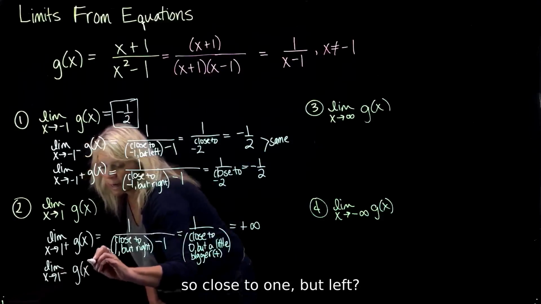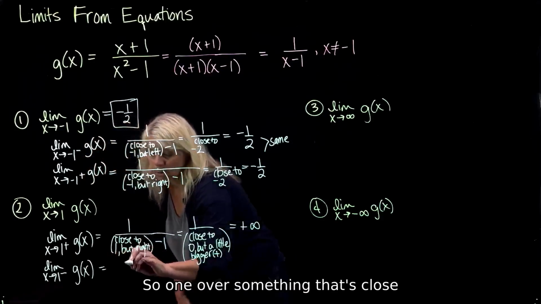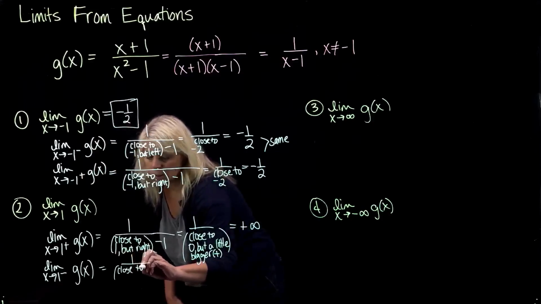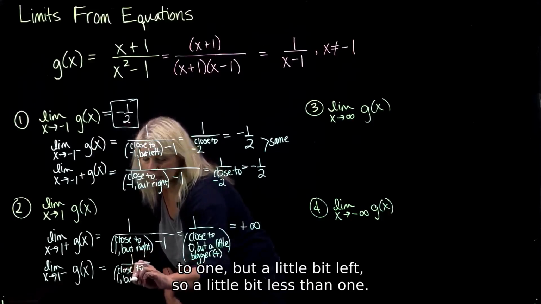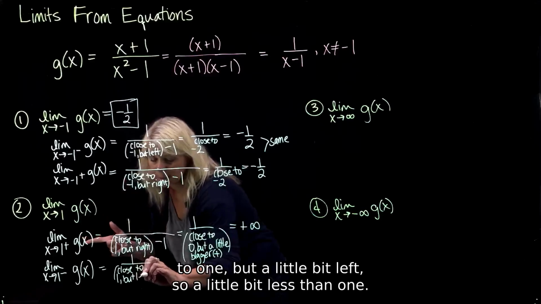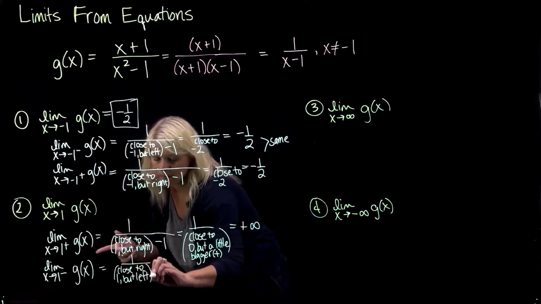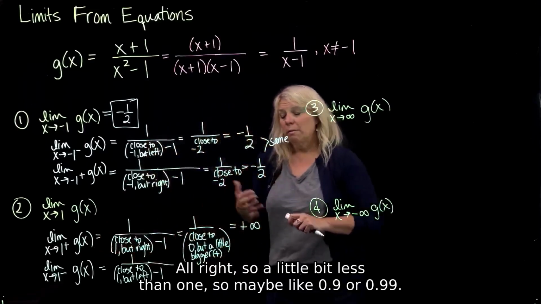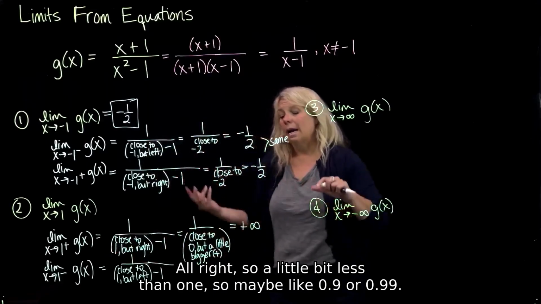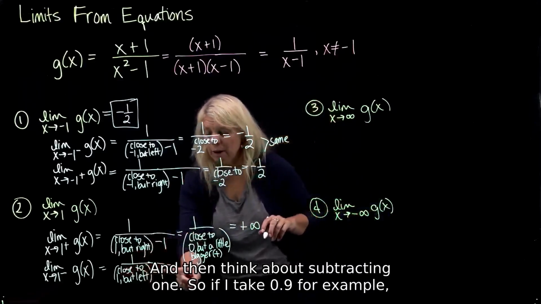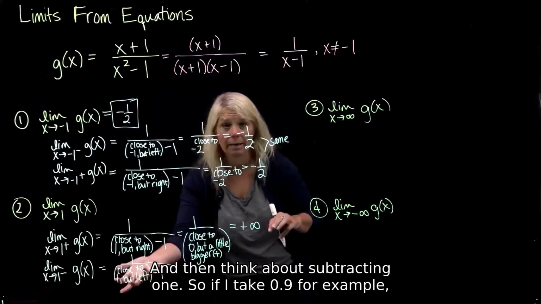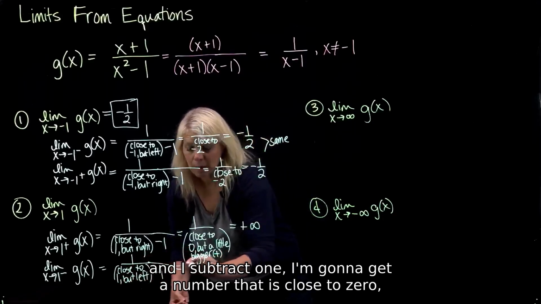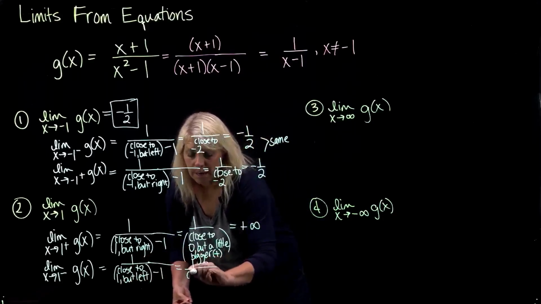All right, what about when I plug in numbers that are a little bit smaller than 1? So close to 1, but left. So 1 over something that's close to 1, but a little bit left. So a little bit less than 1, so maybe like 0.9 or 0.99. And then think about subtracting 1. So if I take 0.9, for example, and I subtract 1, I'm going to get a number that is close to 0, but negative.